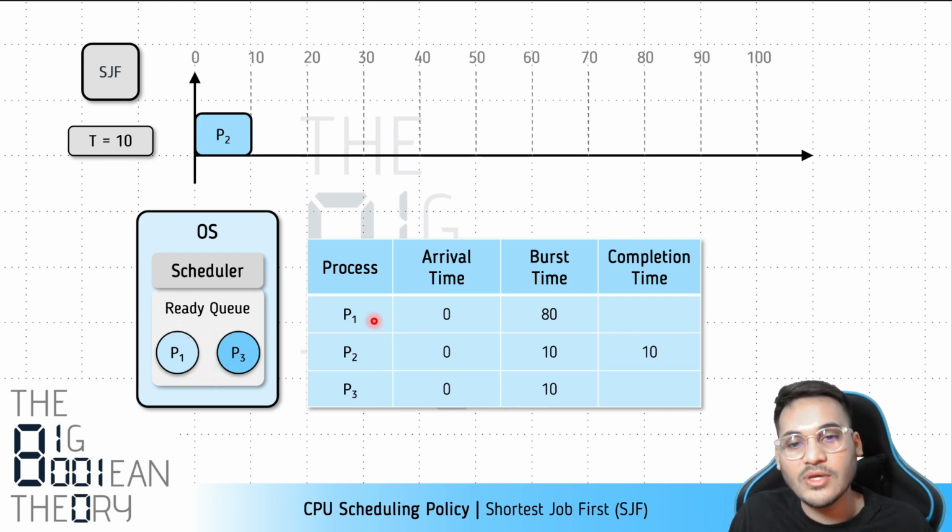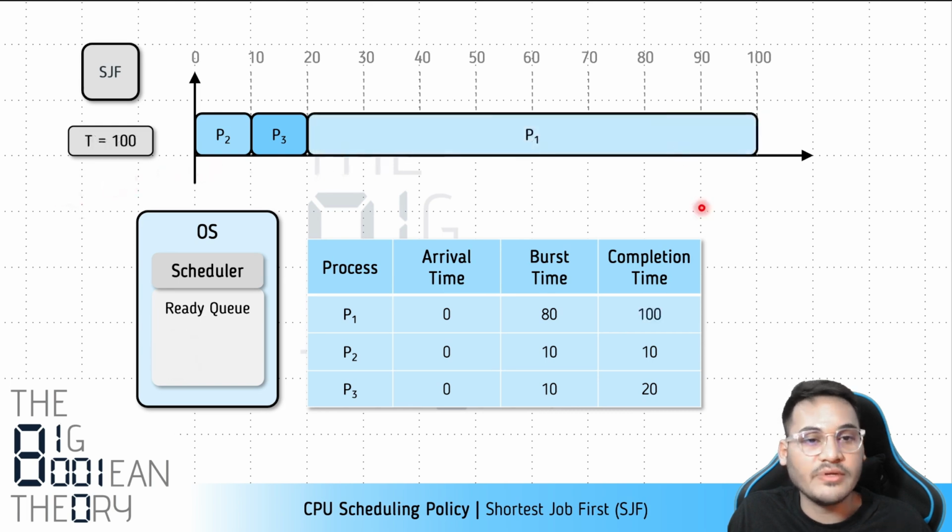We have P1 and P3 in the ready queue, and out of these two, we have to make a choice. The scheduler will pick P3 because P3 has a burst time of 10, which is shorter than P1, which has a burst time of 80. So very simple, P3 goes next for execution and finishes at t equals 20. Finally, the only process left in the ready queue, that is P1, will be scheduled and it will finish at 100.